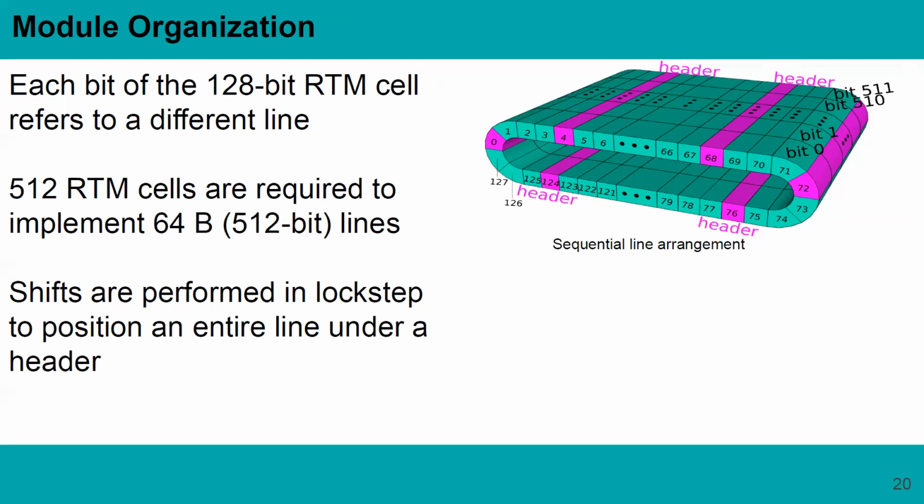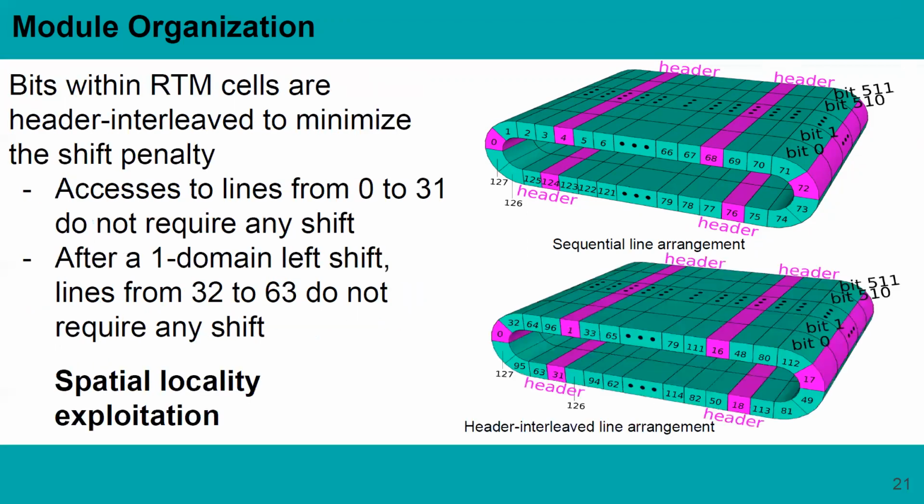A possibility is to sequentially arrange one line after another. However, such a sequential line arrangement does not exploit the spatial locality present in L1 caches. In contrast, we propose a novel header-interleaved line arrangement to minimize the shift penalty, shown in the figure below. In this case, lines from 0 to 31 are under a header, and shifts are not required while accessing such lines. After a one-domain left shift, lines from 32 to 63 are placed under a header, preventing any more shifts while accessing them.